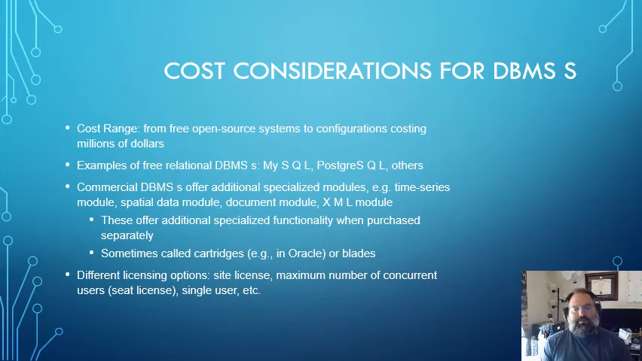When we talk about database management systems, we have to consider cost. The cost range goes from free open source systems to commercial off the shelf that cost considerably more. Examples of free relational DBMSs are things like Postgres or MySQL. Commercial DBMSs offer additional specialized modules, time series analysis, spatial modules, document models, XML modules, additional functionality when purchased separately, sometimes called cartridges in the case of Oracle, or blades.